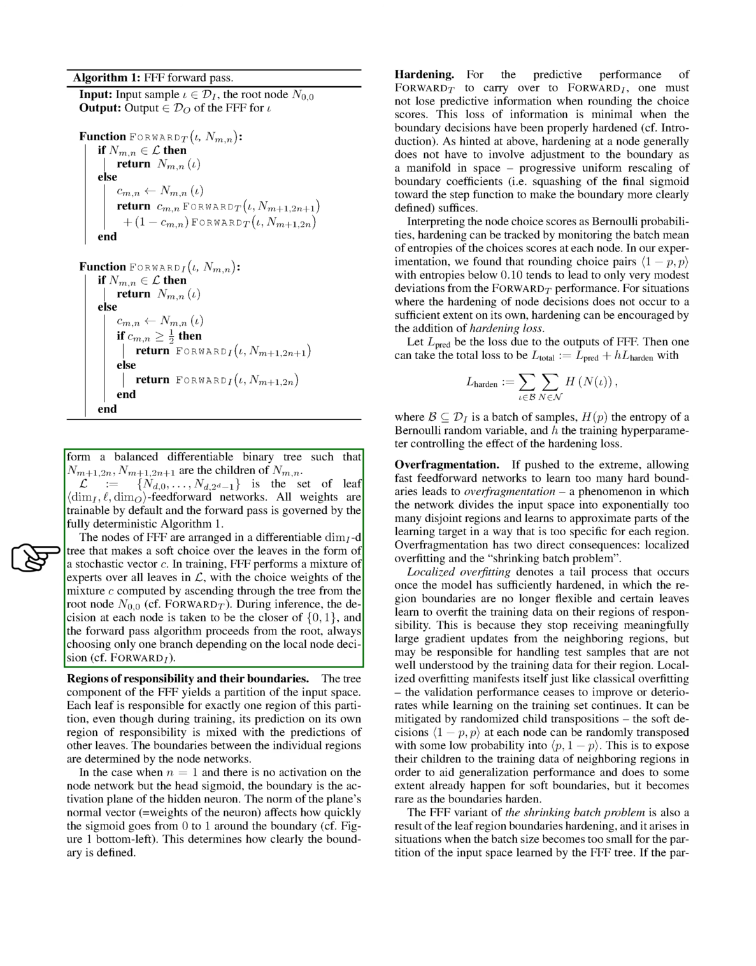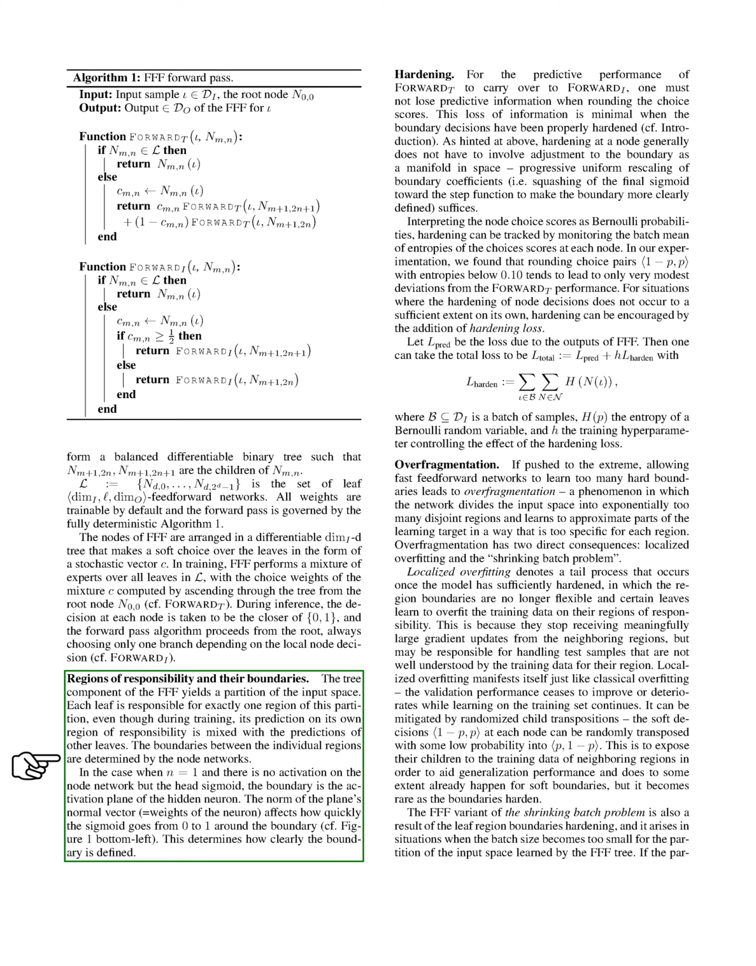During training, the network performs a mixture of experts over all leaves, with the choice weights of the mixture computed by ascending through the tree from the root node. During inference, the decision at each node is taken to be the closer of 0 or 1, and the algorithm proceeds from the root, always choosing only one branch depending on the local node decision. The tree component of the network divides the input space into regions, with each leaf responsible for exactly one region. The boundaries between these regions are determined by the node networks.